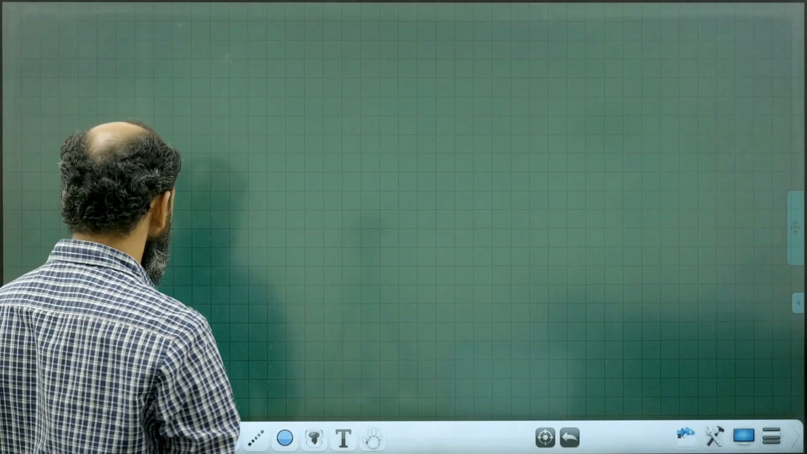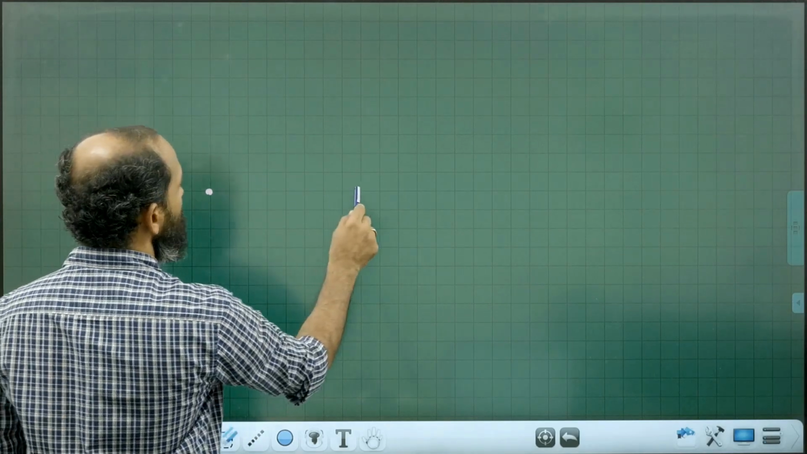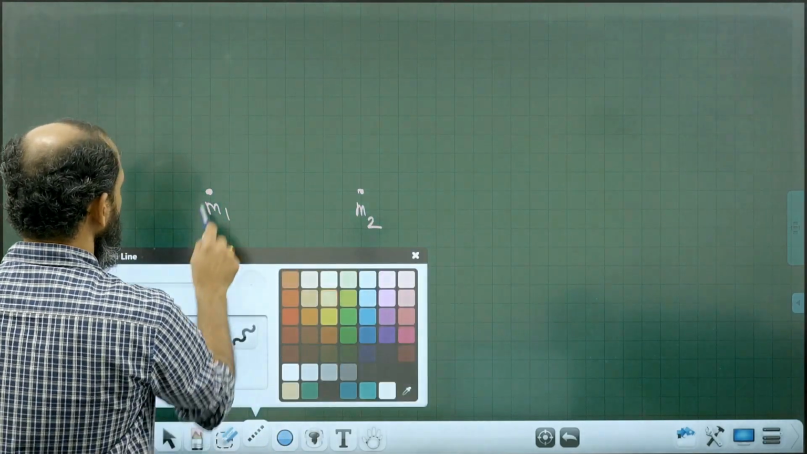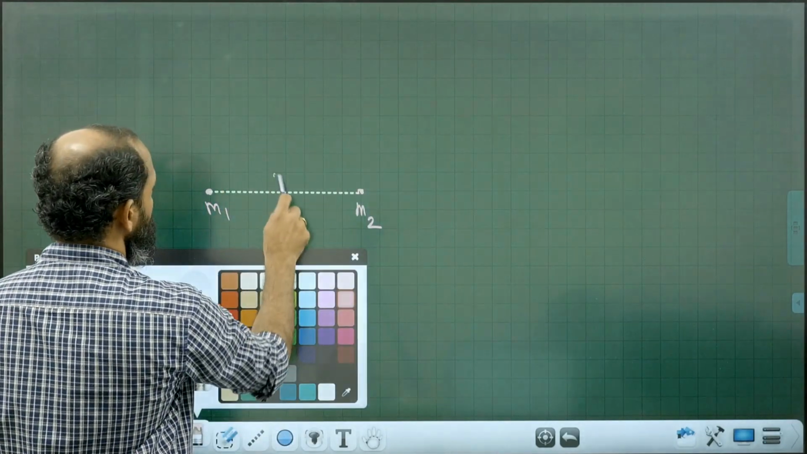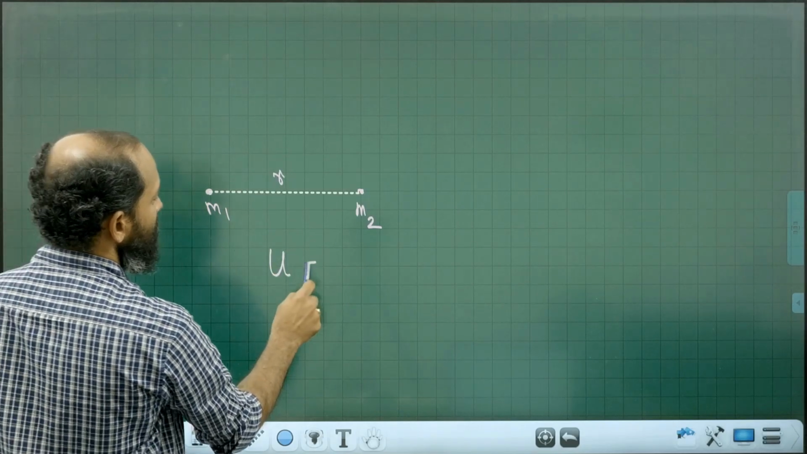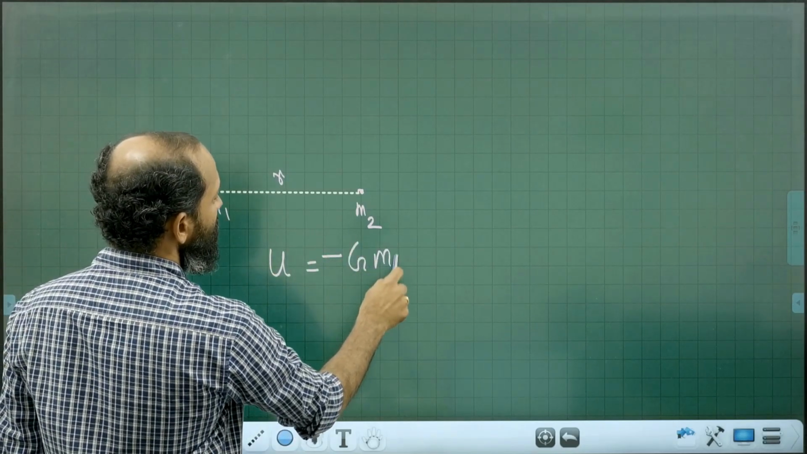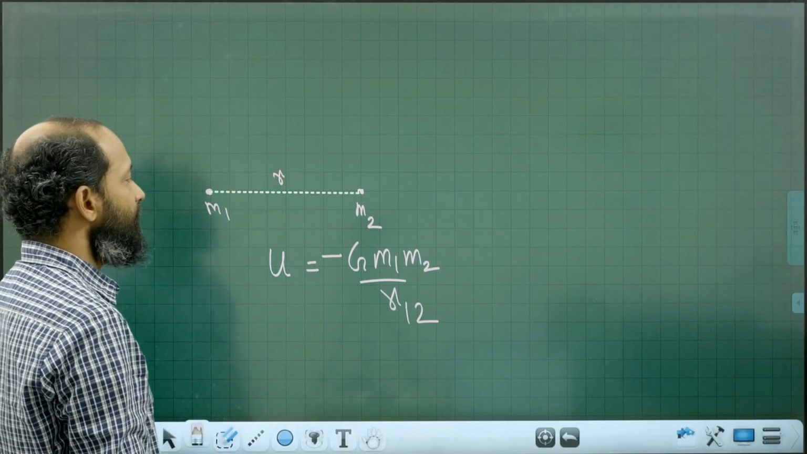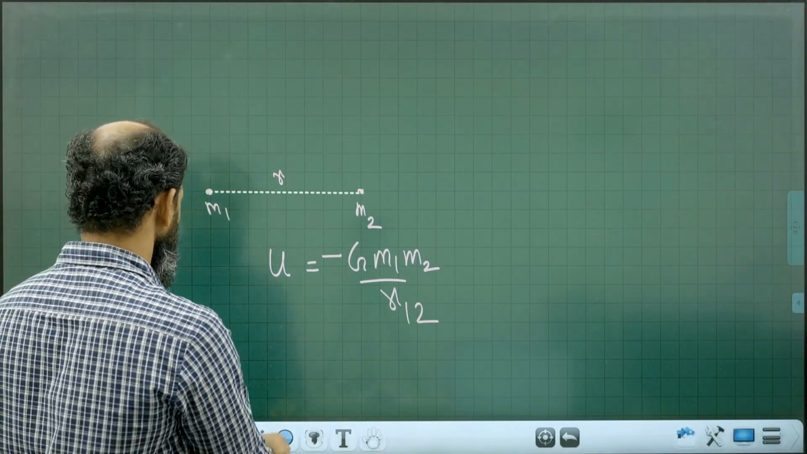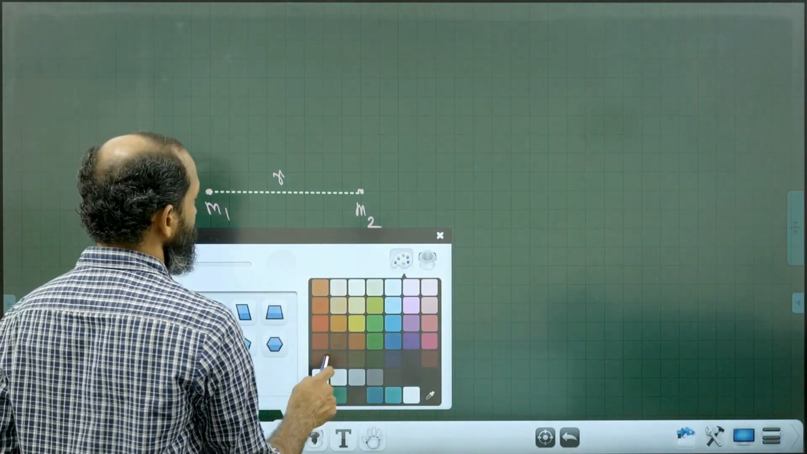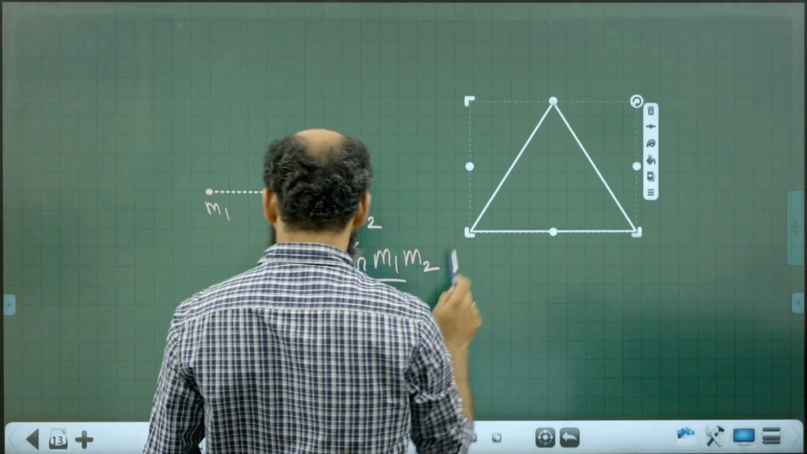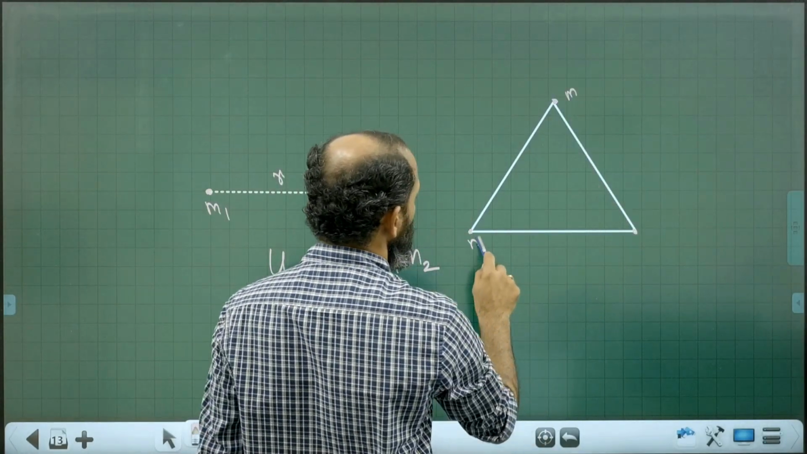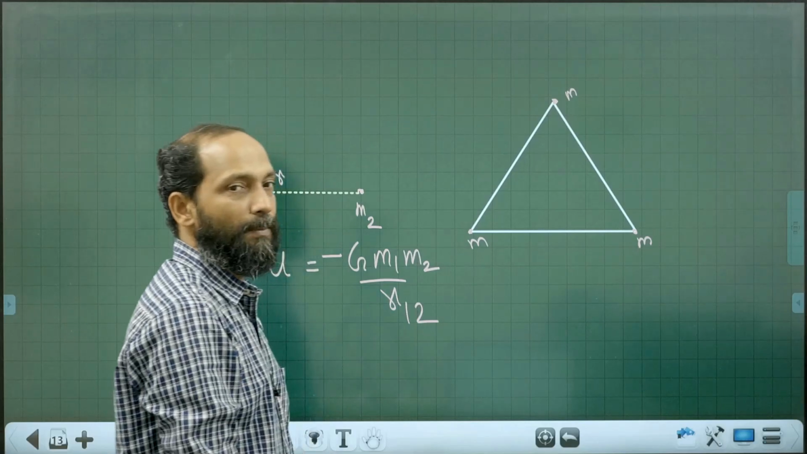Now gravitational potential energy of a two-particle system, each of masses m1 and m2. Draw a line joining the two. Distance is r. Gravitational potential energy is minus G m1 m2 divided by r12. Same can be applied to three masses, four masses, or any number of masses by using the principle of superposition.